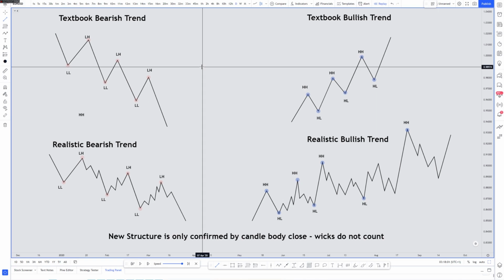Now, the majority of our analysis is going to come from the 4-hour and the 15-minute to day trade. And our entries will come off the 1 minute with 4-hour and 15-minute structure behind us.